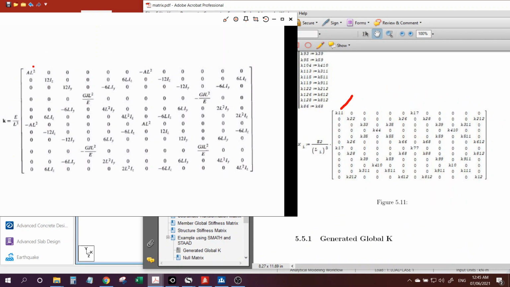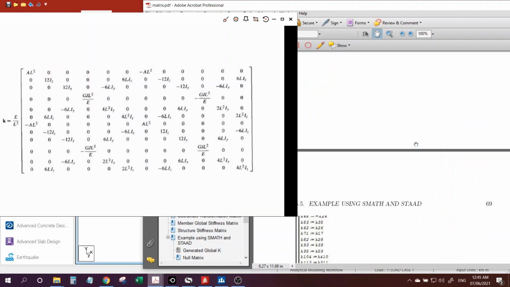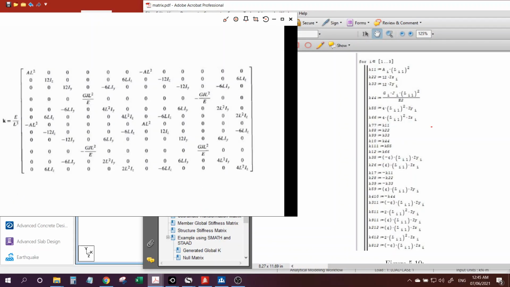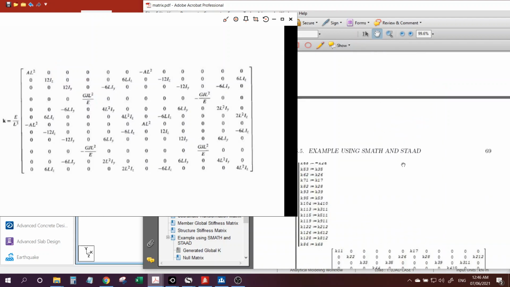So K11 is this one, 12Iz is this one, 12Iy is this one, GJL squared over E is this one. Okay. So let me check. K11 AL squared, 12Iz, K22 is this one, 12Iy is this one, K33, K44 GJL squared, that one. Okay. So that's how I implemented it in the SMAT.